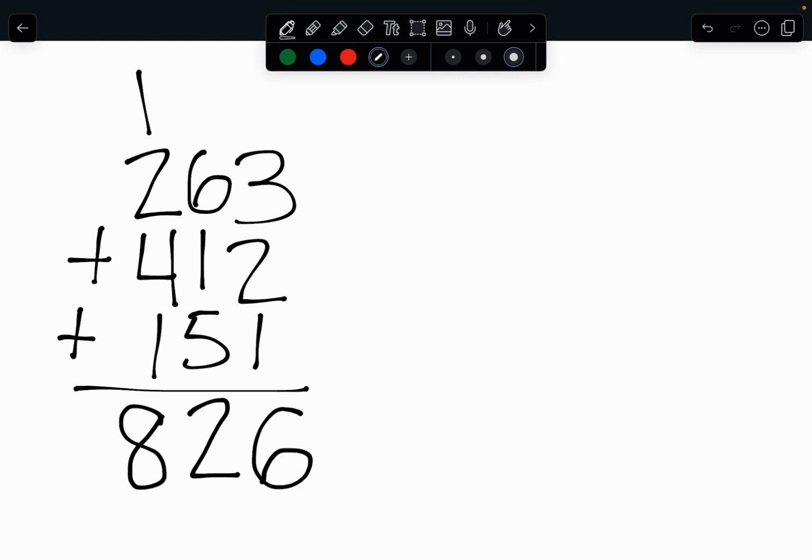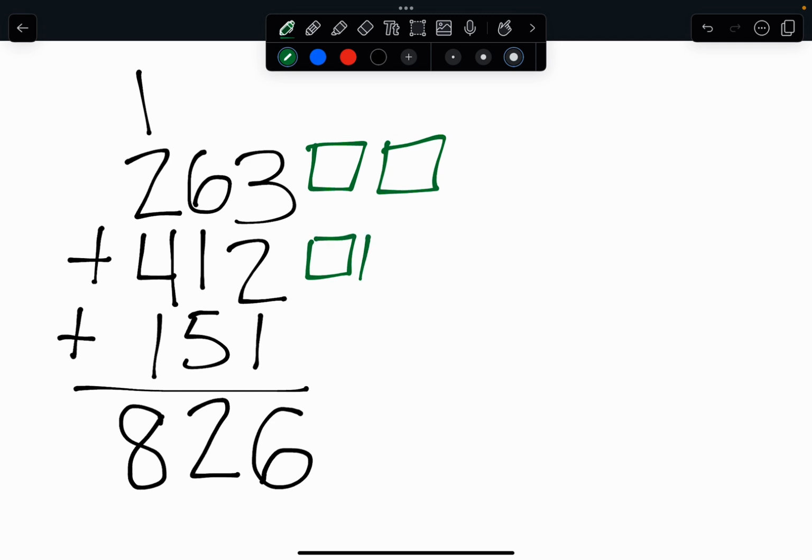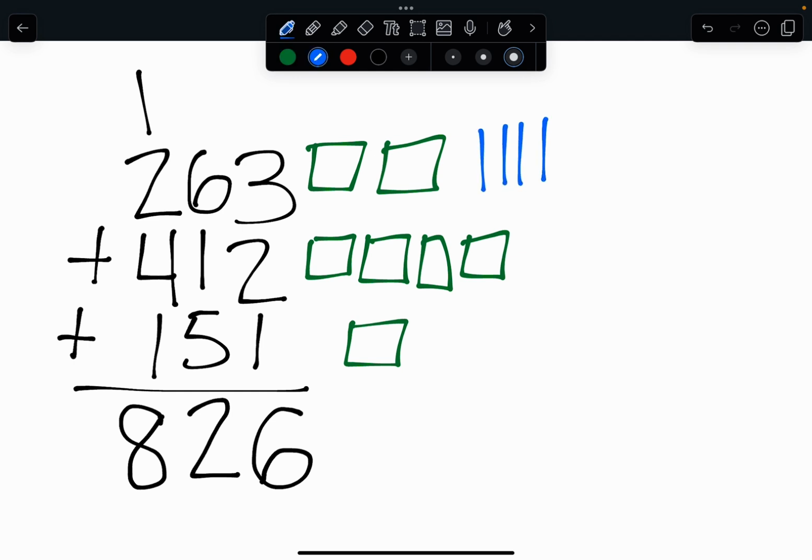You can draw a picture if you need to. 200s, 400s, 100, 6 10s, 1, 2, 3, 4, 5, 6, 1, 1, 2, 3, 4, 5. Do your 1s, 2, 3, 1, 2, 1.